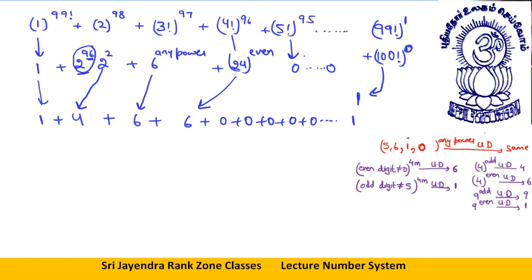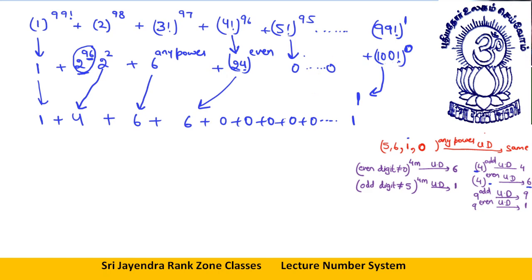4 factorial is 24. 4 raised to an even power will give me a 6. Okay, so that will give me a 6. From 5 factorial onwards, all other factorials will end with a 0. So you will get 0, 0, 0, 0.